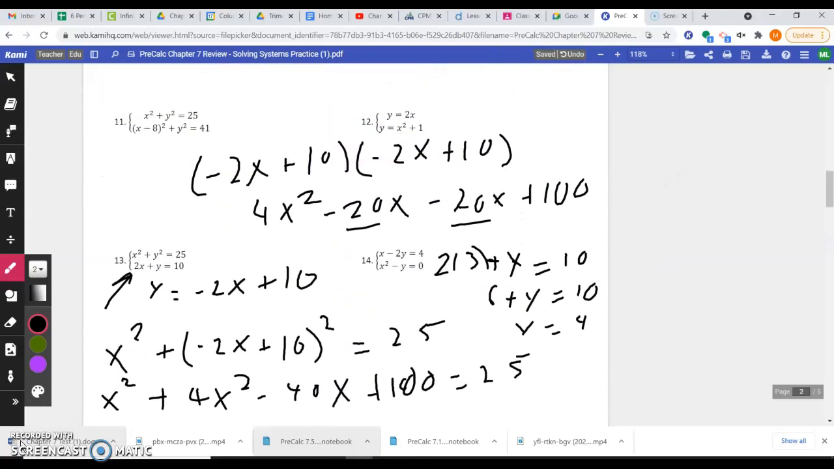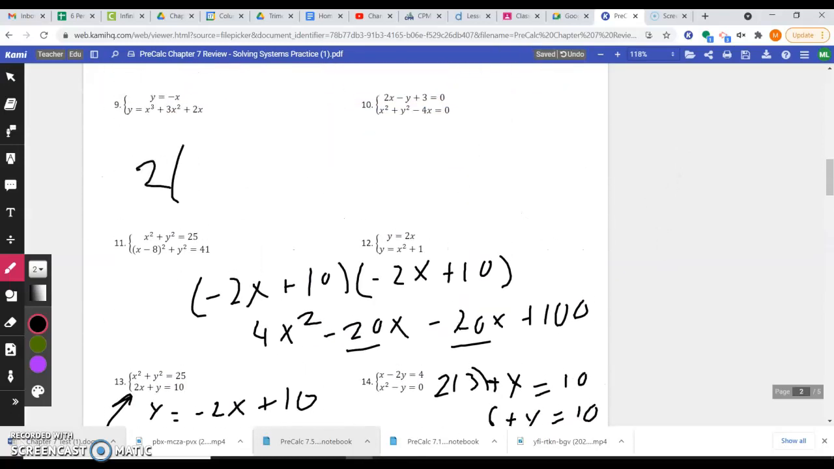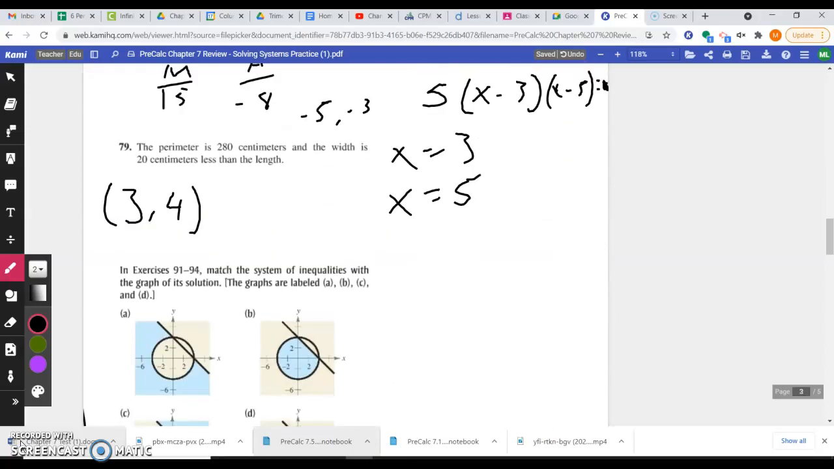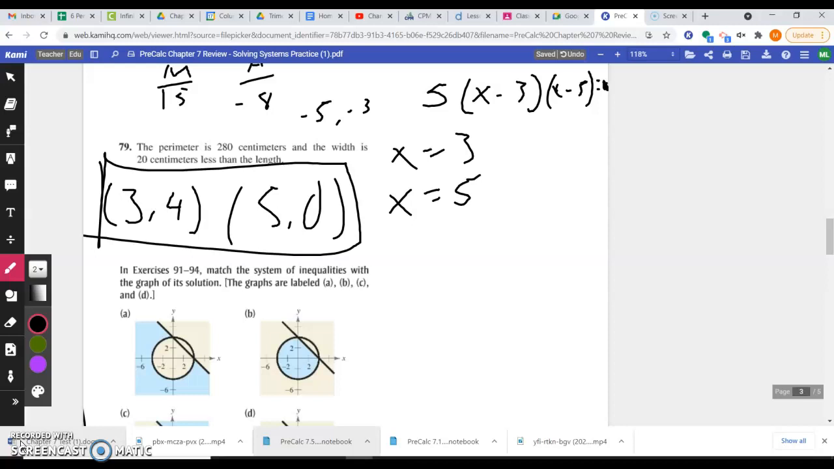Plugging in the 5 here, that is 2 times 5 plus y equals 10. That's 10 plus y equals 10. Subtracting over 10, that's y equals 0. So that is 5, 0. Okay? These are my two solutions that I get from solving it, and I have my answer there.